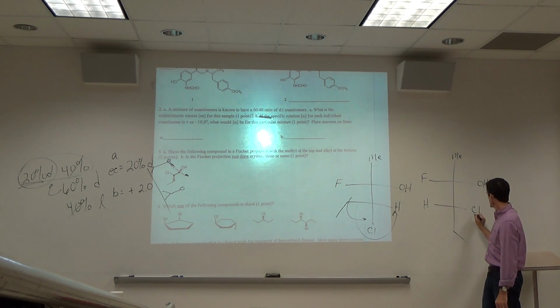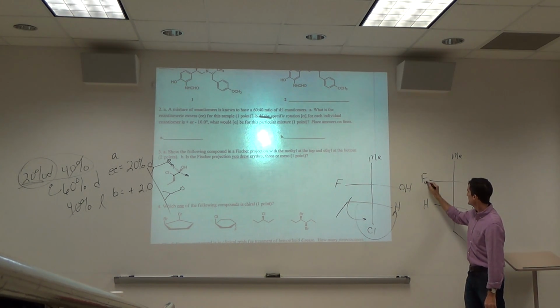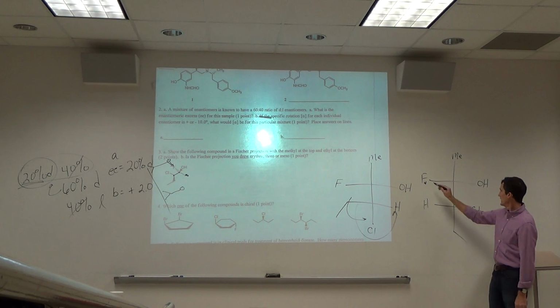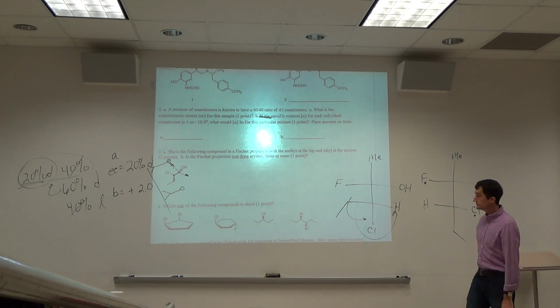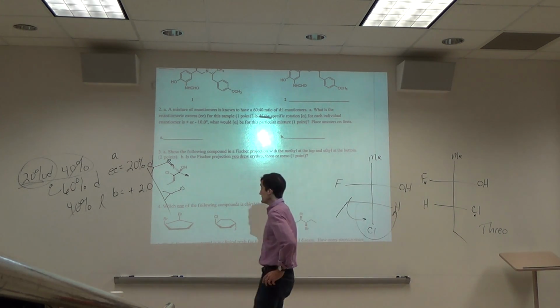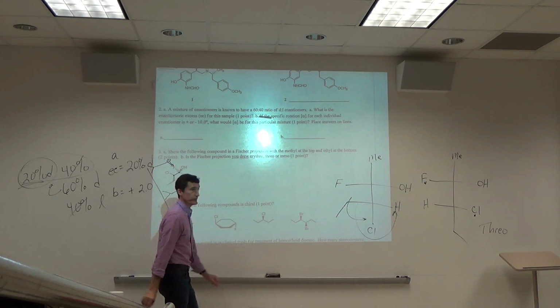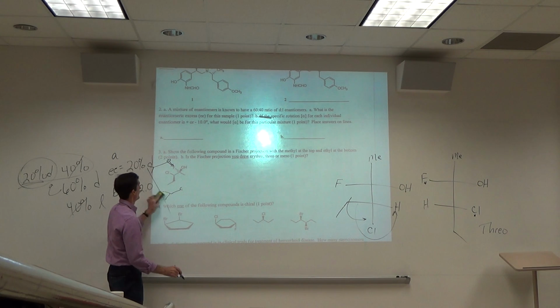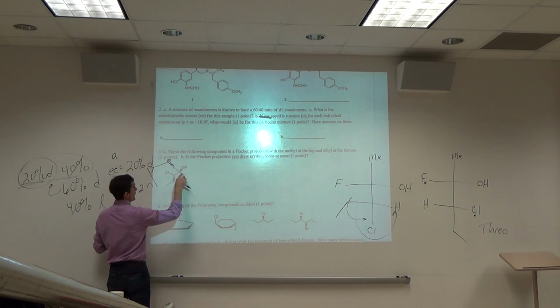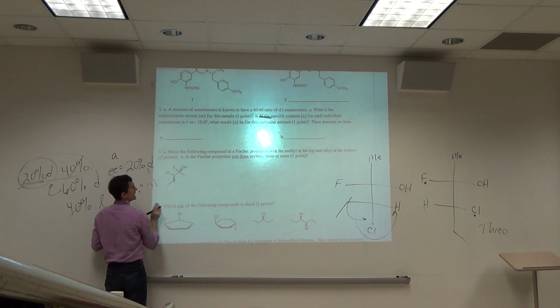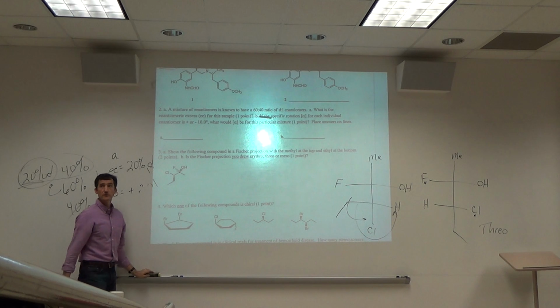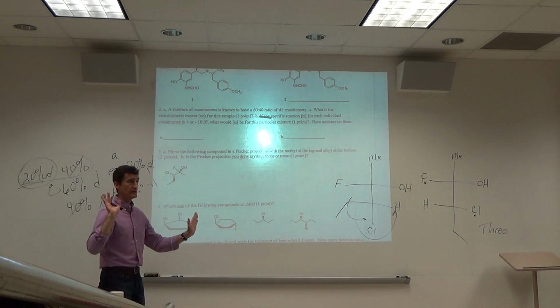High priority group here is chlorine. High priority group here is F. Three. How can you check yourself? Well, we're drawing the same compound. Whatever this is in terms of RS, that should be. Is this carbon here R or S? It's either one or the other. It's like if I drew a hand. It's either a left hand or a right hand.